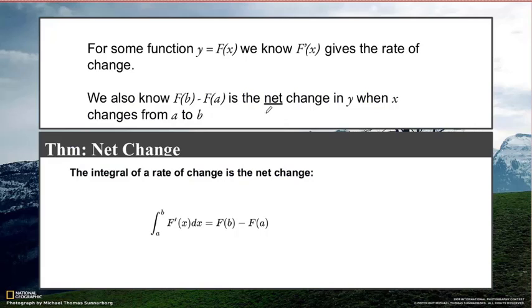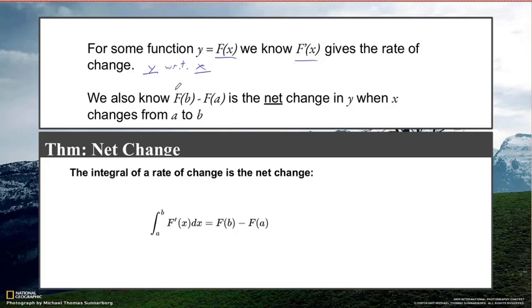Okay, so this brings us to the net change theorem. So the idea is that if we have this function, big F of x, and we know that F prime of x gives us the rate of change. So more specifically, y is a function of x, F prime of x gives us the rate of change of y with respect to, so abbreviated WRT, with respect to x. So with respect to how x changes. So we're getting the rate that y changes with respect to x changing.